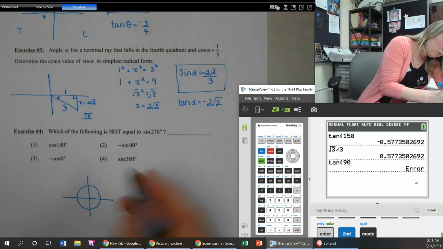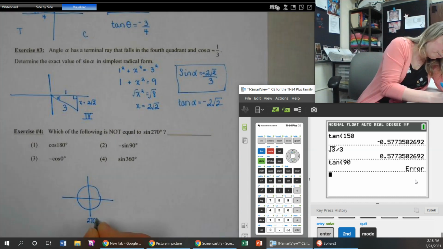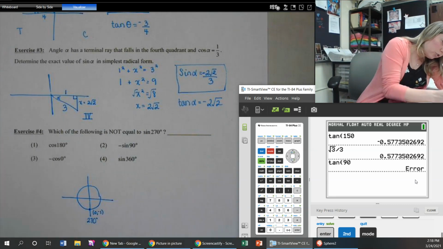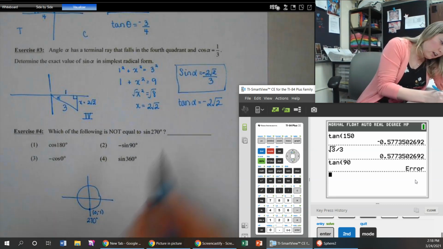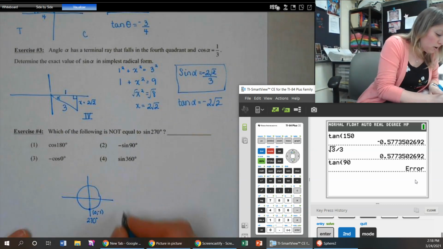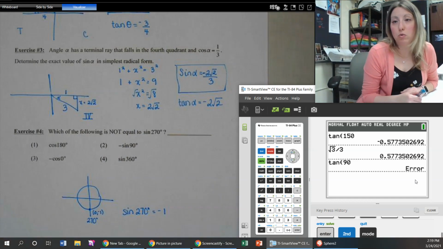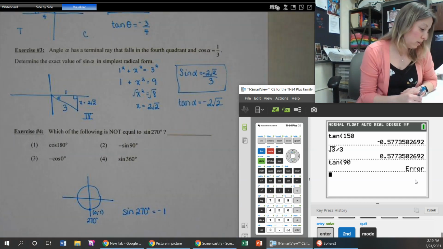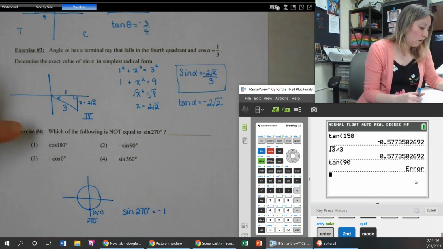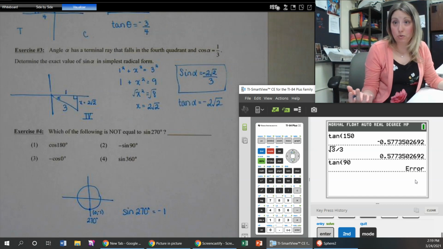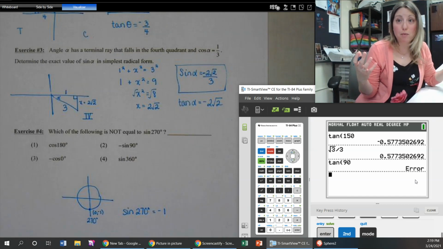Okay, so 270 is down here, and my point down here is 0, -1, right? So sine of 270, that's my matching y value. Sine of 270 is equal to -1. So I got to find someone else who's equal to -1. Oh, wait, I got to find someone else who's not equal to -1. That makes a lot more sense to me.